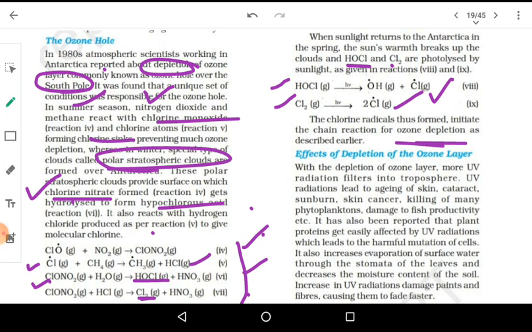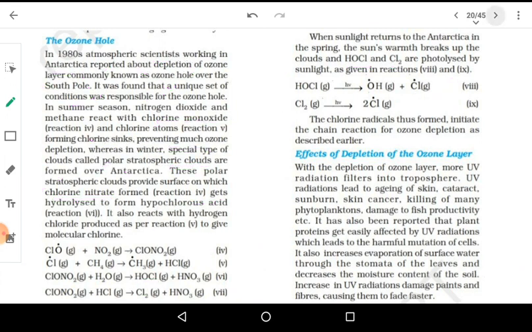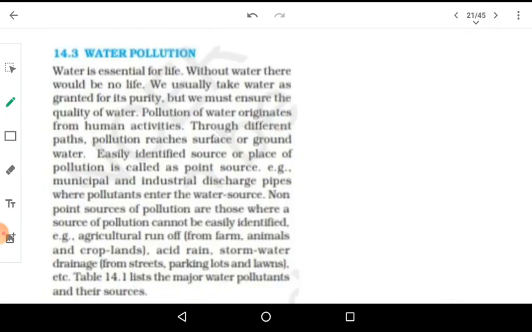Increase in UV radiation can also damage plants and fibers, and as a result they get faded faster. Let us now move on to water pollution.